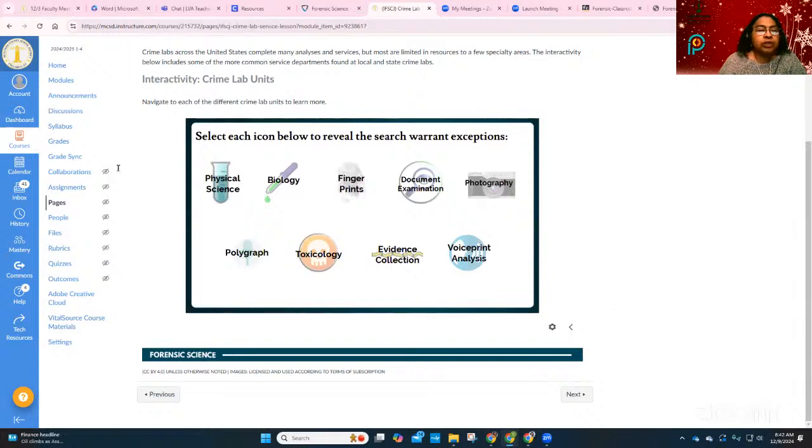Know what these lab, what do we want to call them? Ways to collect evidence, so we can have physical evidence, biological, fingerprints, documents, photography, toxicology, evidence collection, and voice analysis. If somebody left a message on the answering machine, or put messages on your phone, nowadays they can pull up your phone records and listen to your conversations and text messages. So technology has come a long way.